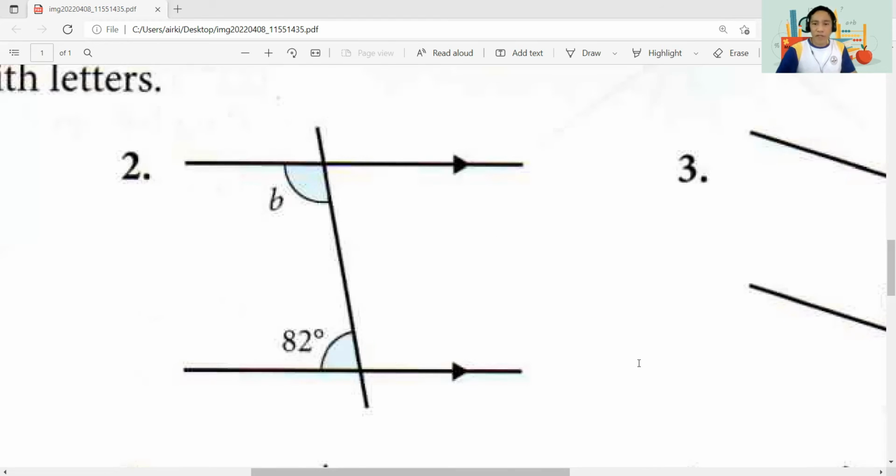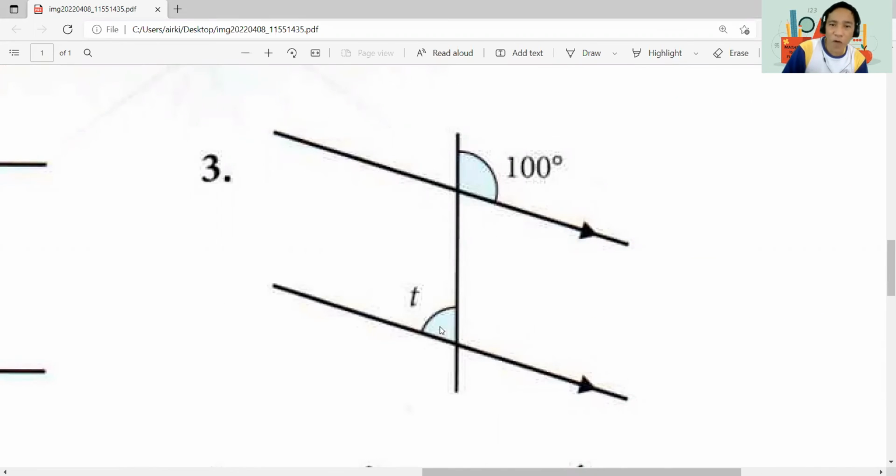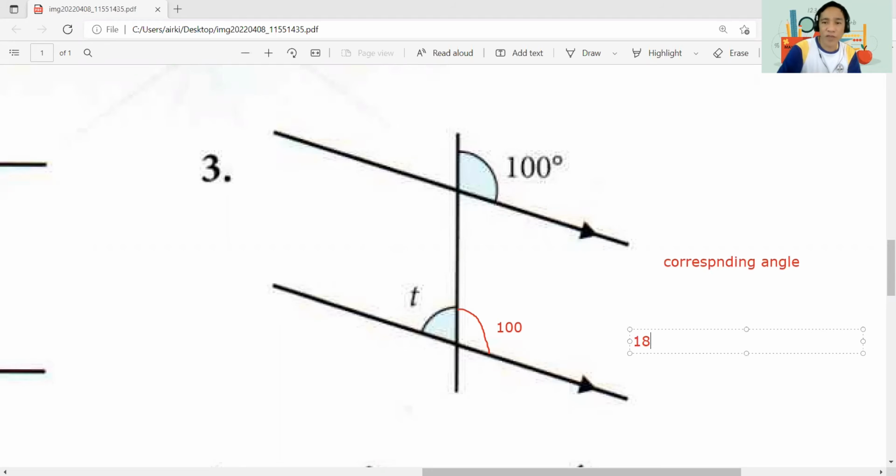So for number 3, you are looking for angle T. And we all know that under the corresponding angle of 100 degrees is this angle. So therefore, this angle is also 100 degrees. And we all know that a straight line is 180 degrees. So all you have to do is 180 minus 100 degrees. That is equal to 80 degrees. So therefore, angle T is 80 degrees.